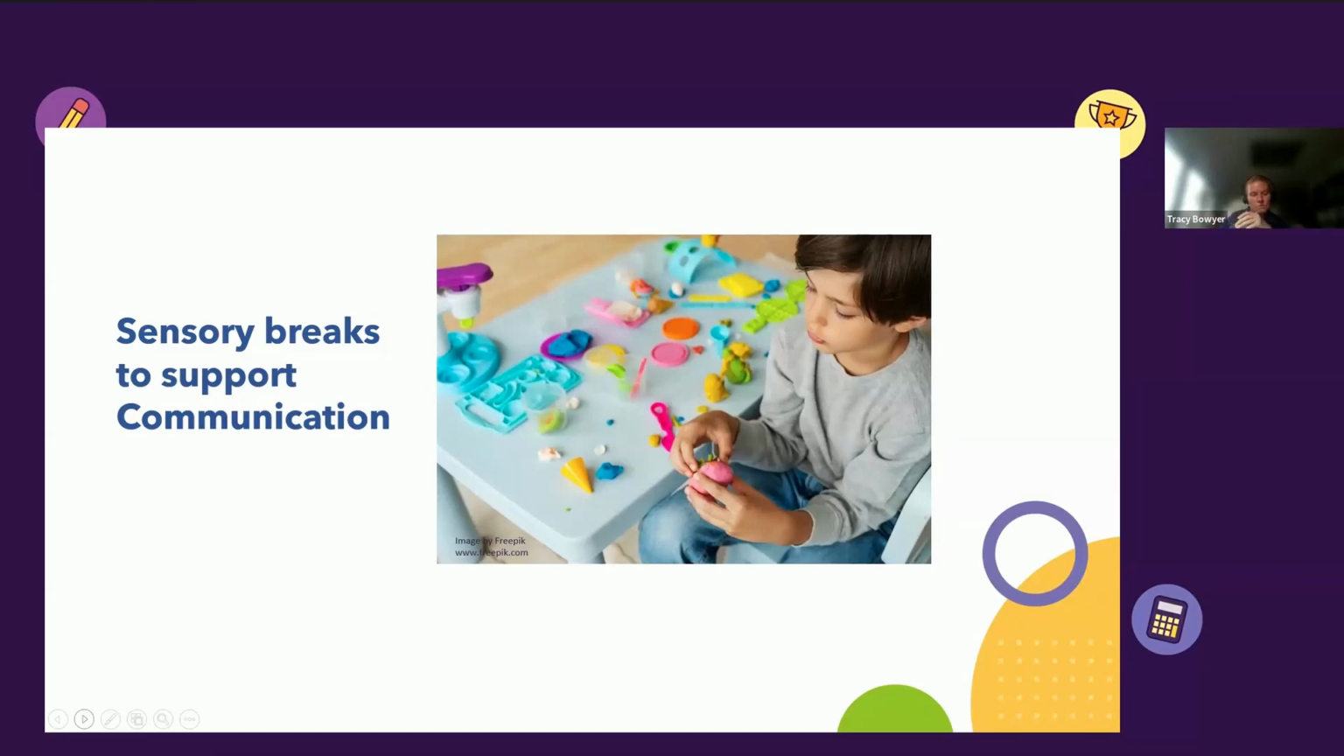Sensory breaks are also really good for supporting emotional regulation. So again, thinking about activities that support them to calm. It might be that we teach them things like deep breathing, rocking, using weighted equipment as ways to regulate themselves as well.